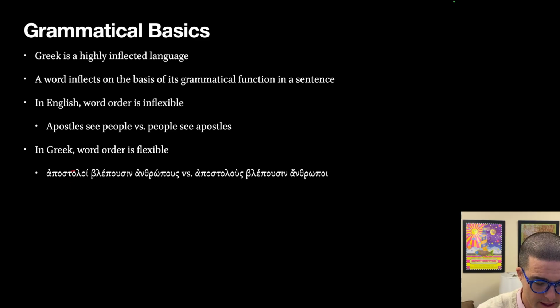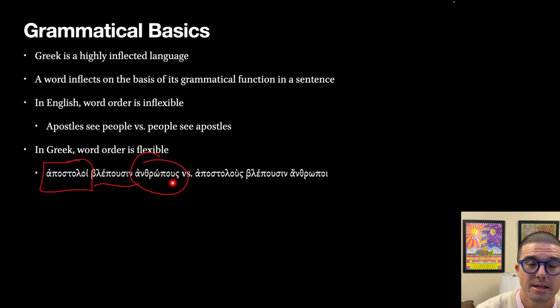If we were to mark this sentence, it would look like this. Excuse me, that's not a good rectangle. Rectangle, line, and circle for the object. And we know this is the object because of that -ous ending. So it's going to be in the accusative case in the plural. So it's a masculine accusative plural, indicating that it is the thing seen.